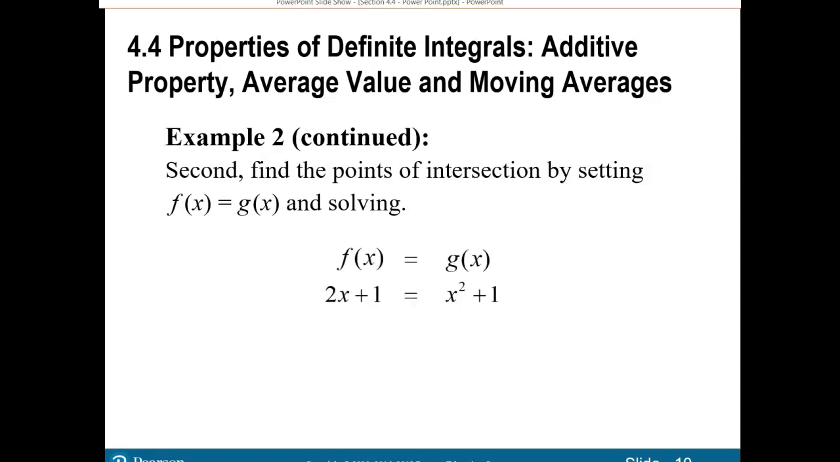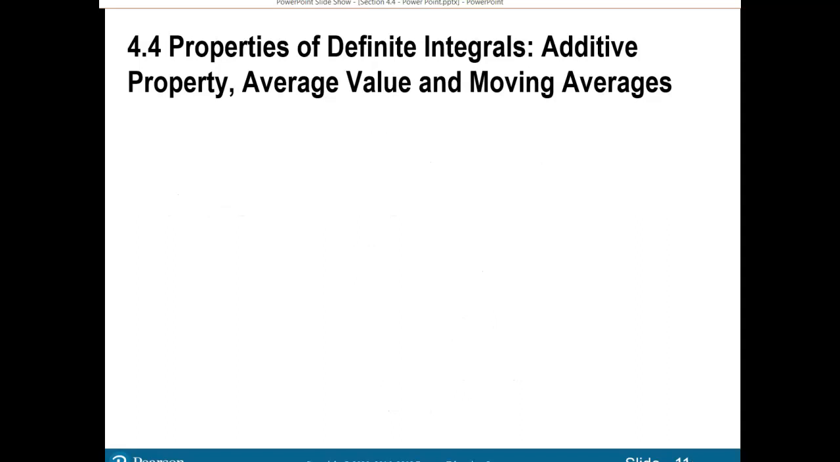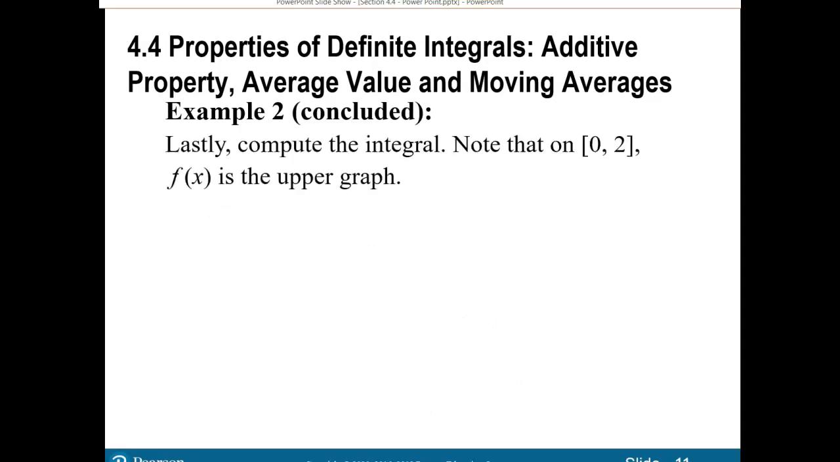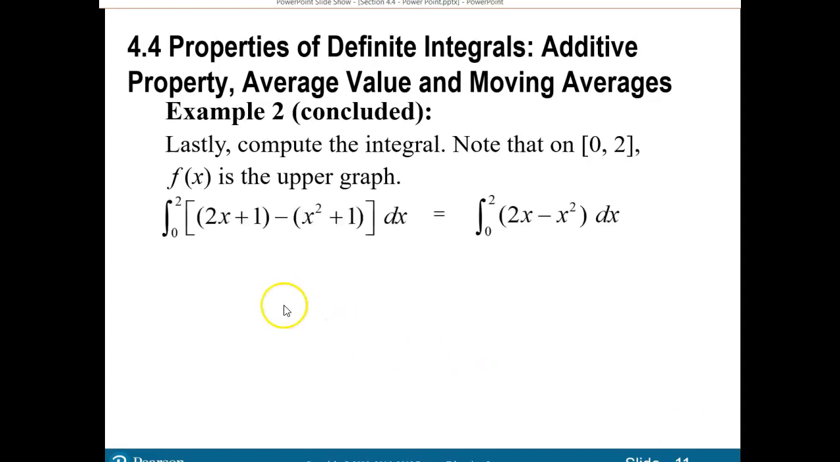So 2x plus 1 equals x squared plus 1. So subtracting 1 from both sides, they cancel. And if I subtract the 2x over here, we could rewrite that as x squared minus 2x equals 0. Factor out x, and we get 0 and 2. Okay. All right. So now we're going to compute the integral. So on 0 to 2, f of x is the upper graph. It was the one on top. So the integral from 0 to 2, the line was on top, minus the parabola was on bottom.